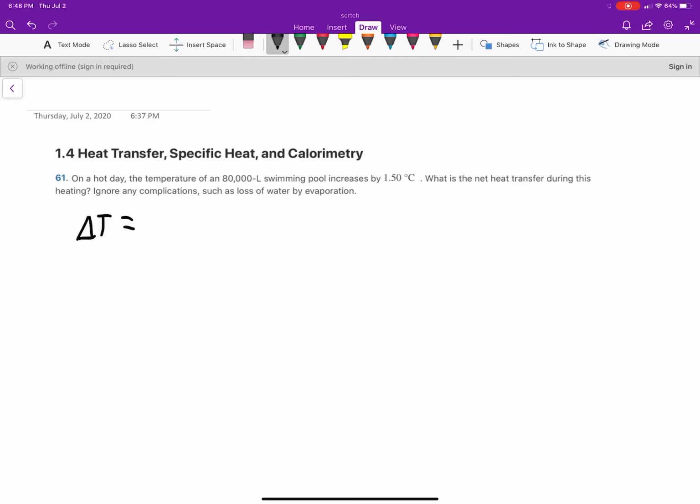Delta T will be our change in temperature, which we know to be 1.50 degrees Celsius. And we know the volume of the pool is 80,000 liters. Now, the main equation we're going to use for heat, or specific heat, is Q is equal to mc delta T, where Q is your heat transfer, m is your mass, c is specific heat, and delta T is your change in temperature.